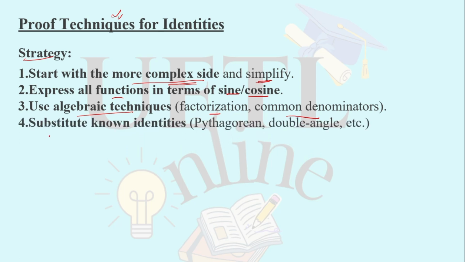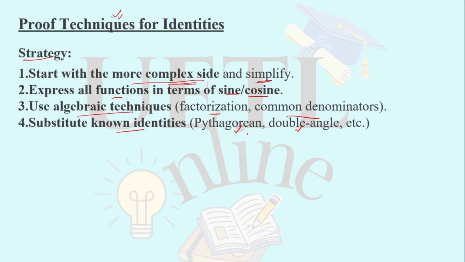Then the other thing, we're going to substitute known identities. Okay, so I've told you identities which are Pythagorean, double angles, and the sum and difference. So we're going to substitute these ones in our equation. When you see it, substitute it, and try to solve until we get our answer.